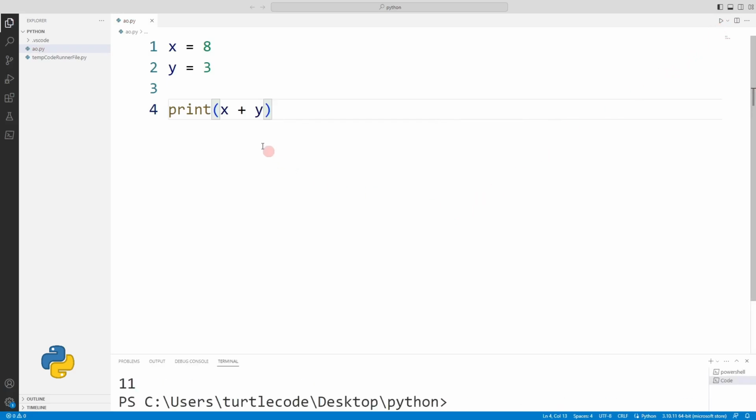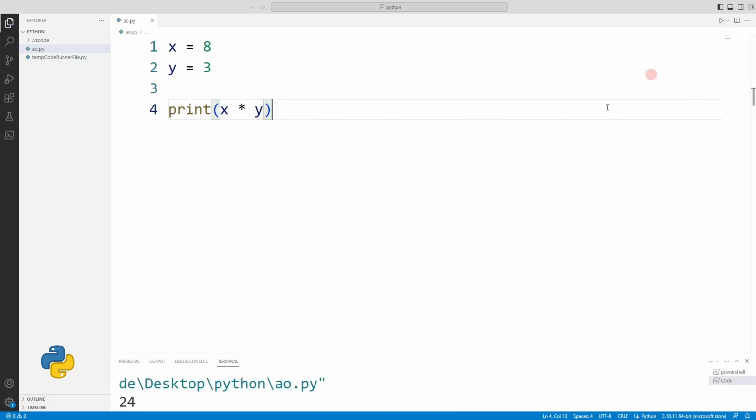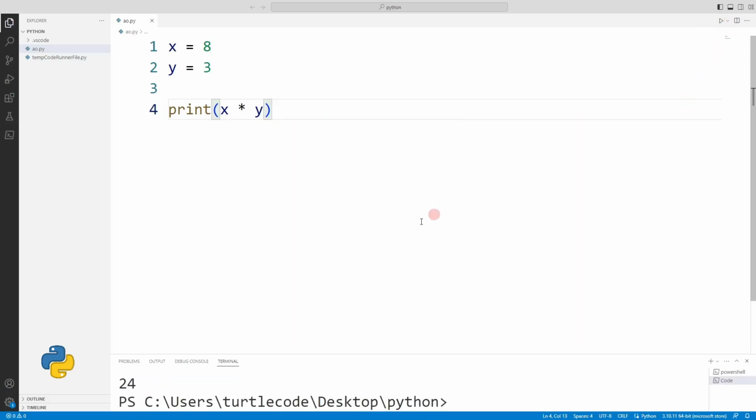Let's do the subtraction. Let's do the multiplication. Let's do the division.